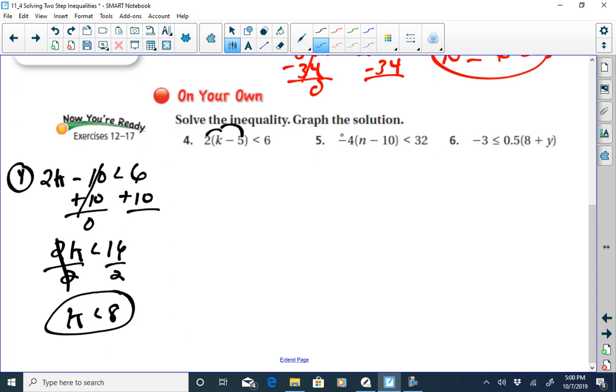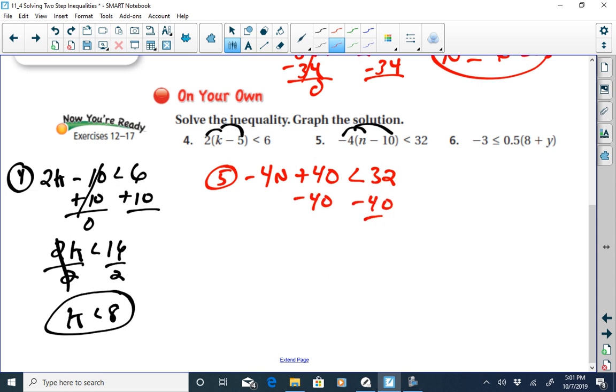Problem 5. Going to have to distribute. So for problem 5, negative 4 times n is negative 4n. Negative times negative is positive. 4 times 10 is 40. I want to write that as plus 40, less than 32. Two steps. Subtract 40 from both sides of the inequality. That's 0. Negative 4 times n is going to be less than negative 8.